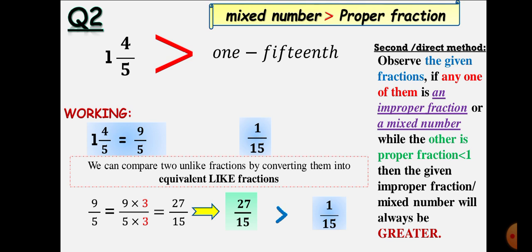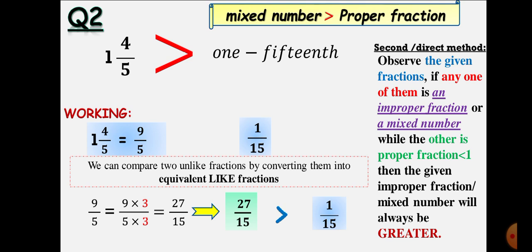So 1 whole 4/5: 1 multiplied by 5 equals 5, plus 4 equals 9/5, and then 1/15 basically means 1/15. So these are now 9/5 and 1/15. They both are unlike fractions, so we have to convert them by making equivalent fractions. Here, 5 multiplied by 3 gives us 15. So 9/5 multiplied by 3 gives 27/15, and I'm going to get 1/15. So here the denominator is the same.